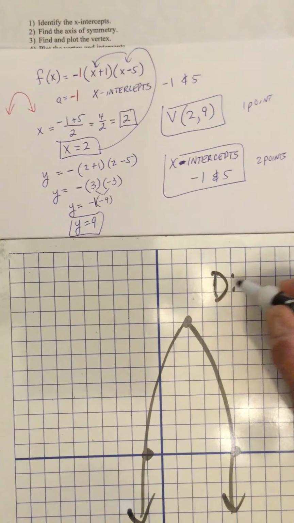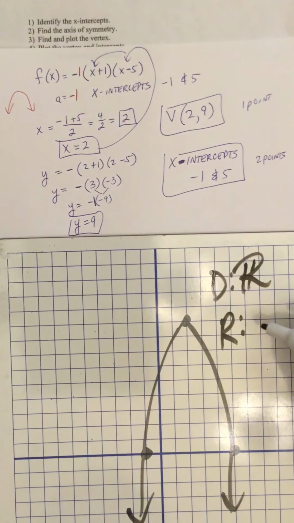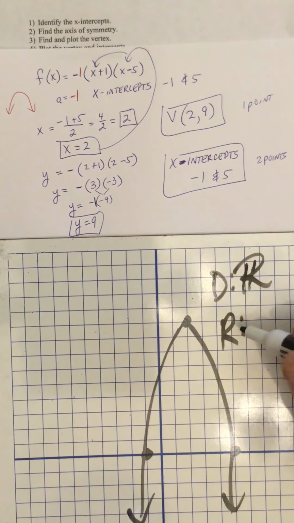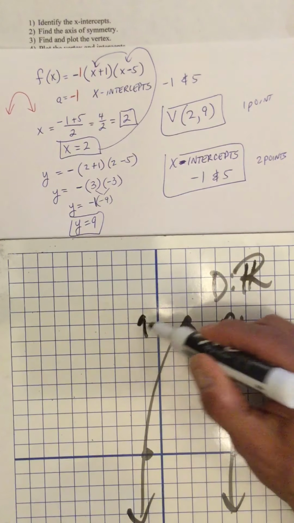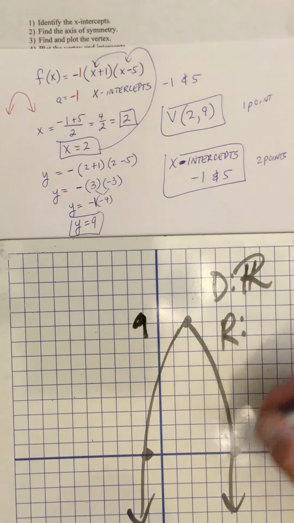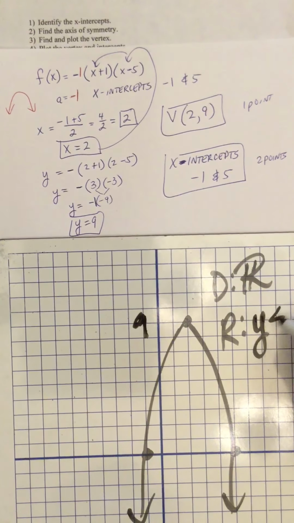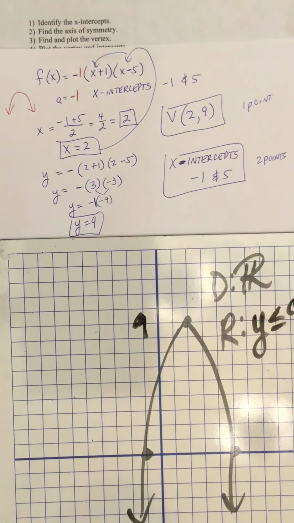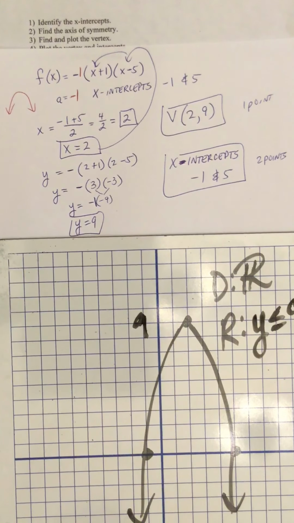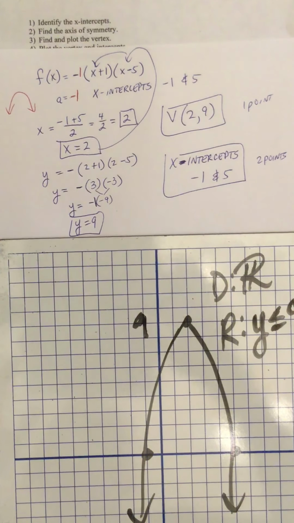My domain is all reals. My range, this is 9 up here. It's going downward, so y has to be less than or equal to 9. Okay? And that's basically it. So I'll give you some homework problems and you guys can check that out.